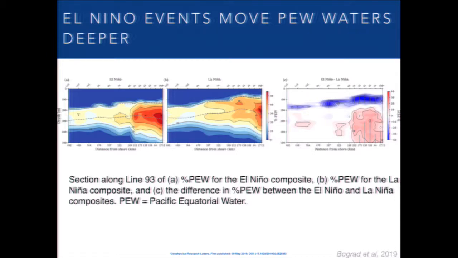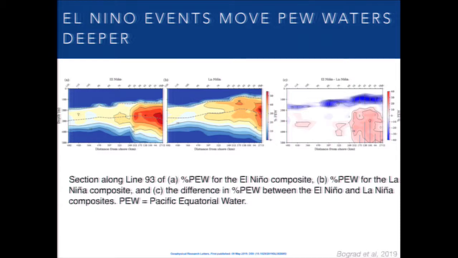at here is Pacific equatorial water during El Nino. This is distance from shore, this is depth. So again, this is percentage of Pacific equatorial water, El Nino, La Nina, and the difference. What you'll notice is that there's more Pacific equatorial water in the region during El Nino events, which is something that you would expect, but it is deeper in the water column.